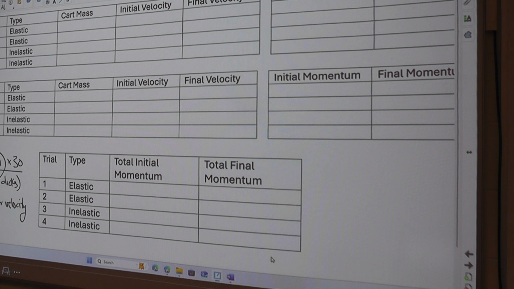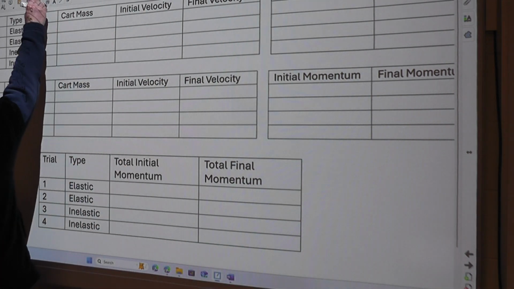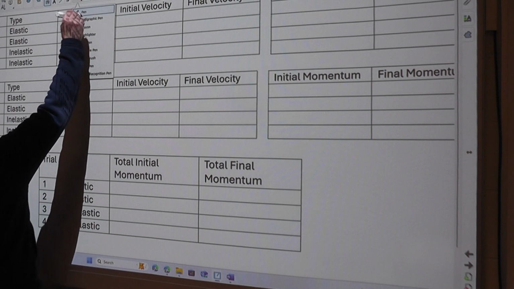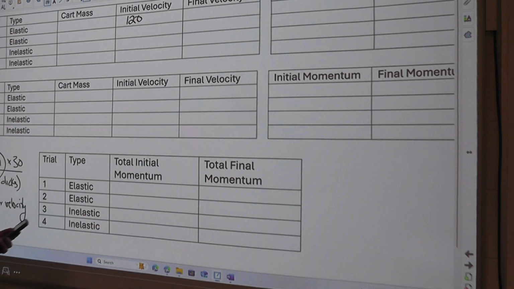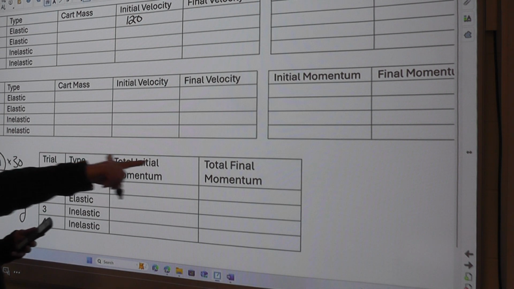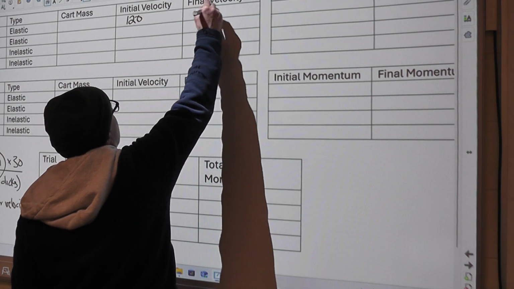So for my cart on the left, it's 20 centimeters times 30 divided by 5, and that ends up being about 120. So I'm gonna put 120 in here. So my initial velocity is 120. And for that same cart after the collision, it was 9 centimeters, so 9 times 30 is 270 divided by 5 clicks, 54. So its final velocity was 54.